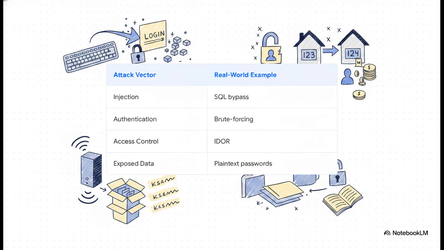And check out broken access control, specifically IDOR, Insecure Direct Object Reference. This is wild. Someone is logged in and they just tweak the URL from account 123 to 124. If you aren't strictly checking their authorization, bam, you just handed over someone else's bank details. Finally, exposed data. This is just basic stuff like failing to encrypt passwords or accidentally leaving your .env files exposed on the public web for anyone to grab.